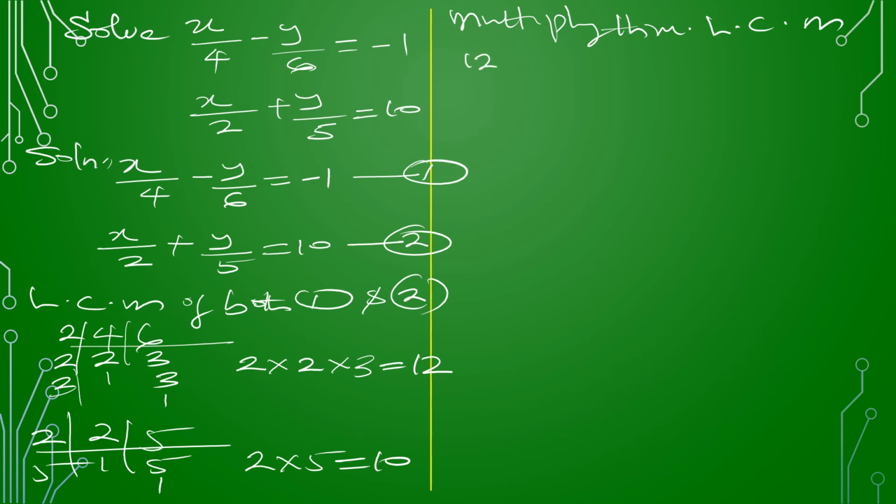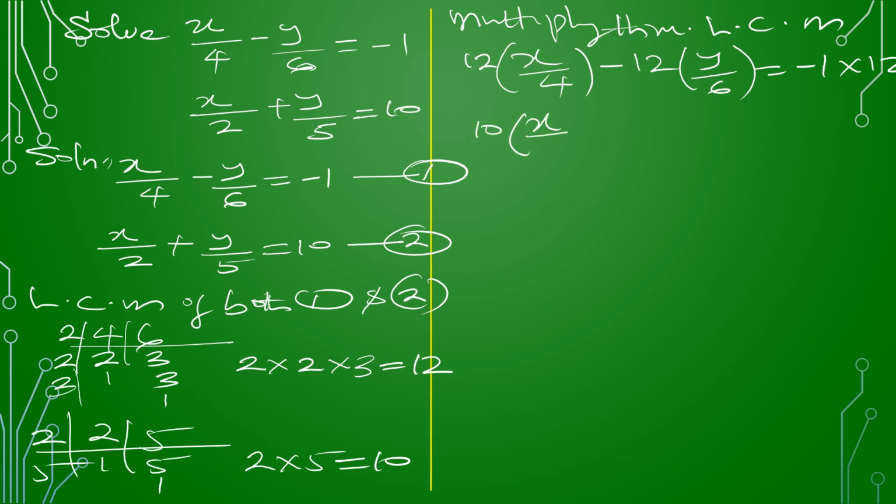12 into x over 4 minus 12 into y over 6 is equal to -1 times 12. Then we have again 10 into x over 2 plus 10 into y over 5 is equal to 10 times 10.